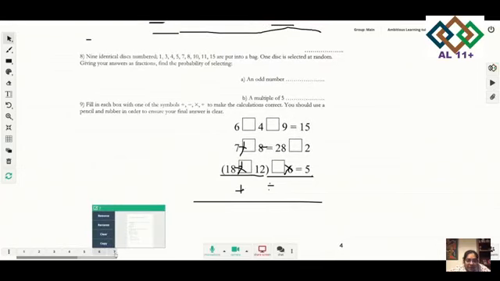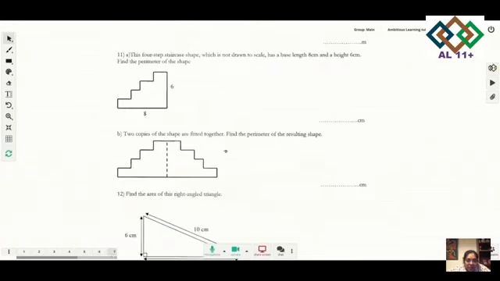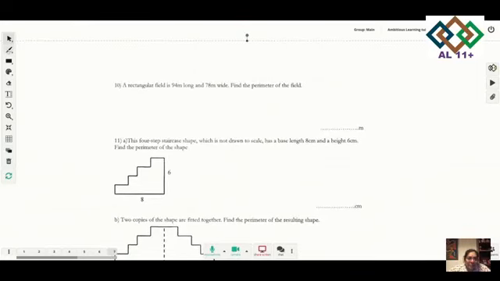Number 10. Yeah, number 10 is here. Number 10 is an easy one. They're just asking: a rectangle of a field is 94 meters long and 78 meters wide. Find the perimeter of the field. You just need to add them and multiply it by 2.